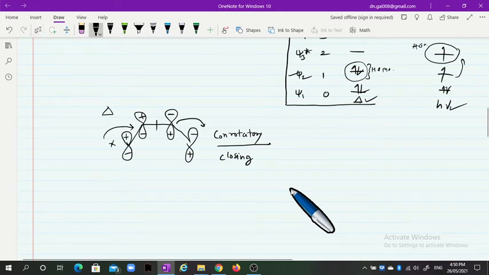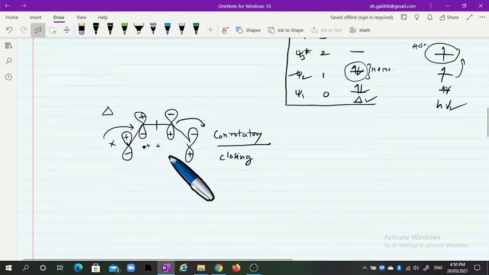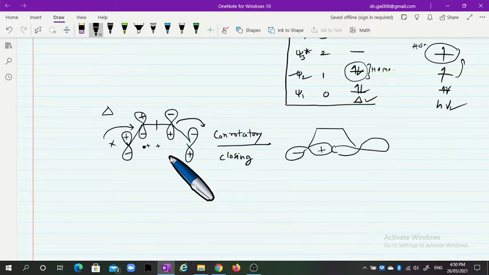During this closing, the positive orbital will come to that position. This positive will come to this position, and this positive will move in that direction. Therefore, in our product, positive orbital will combine with positive orbital. This is called a symmetrically allowed combination.